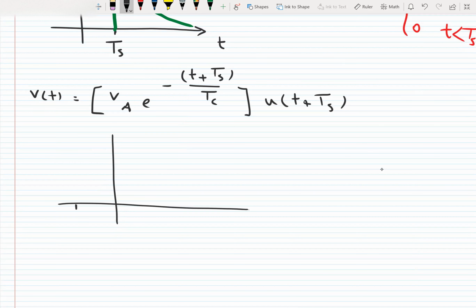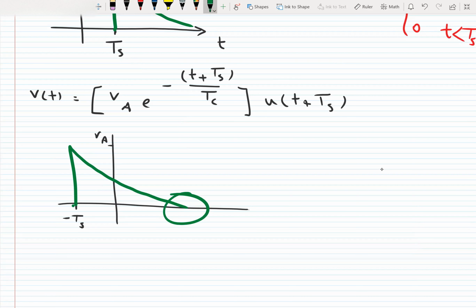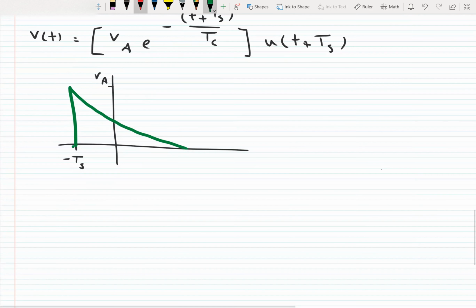So we start from negative ts, and we will have VA here, and we'll start plotting the signal. By the way, at which point do we practically, not in theory, reach 0? Of course, we know that it is at 5 TC, but because we have shifted to the left, this point will be 5 TC minus TS.